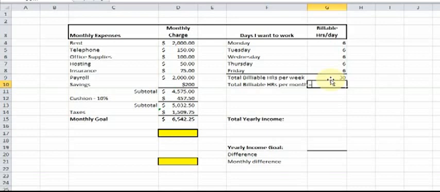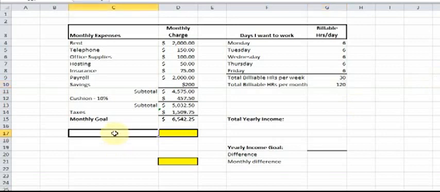And if I take this number and I times it by 4, or you can also do the times it by 52 weeks divided by 12 to come up with a similar number that would be probably more exact. But I think this actually does it at a higher rate if we figure it out correctly. So this is our total billable hours per month.